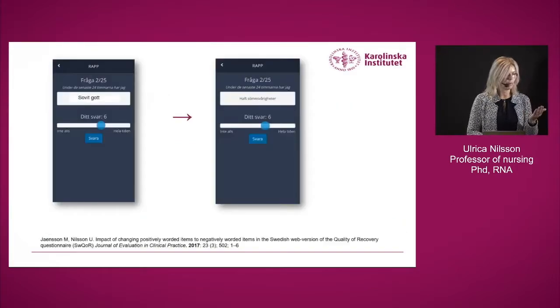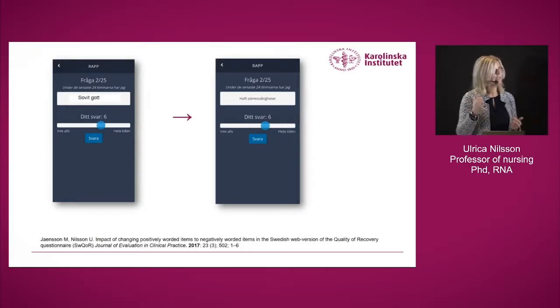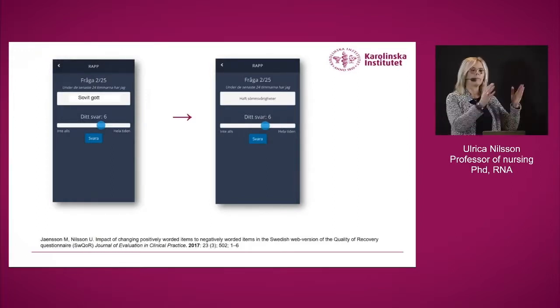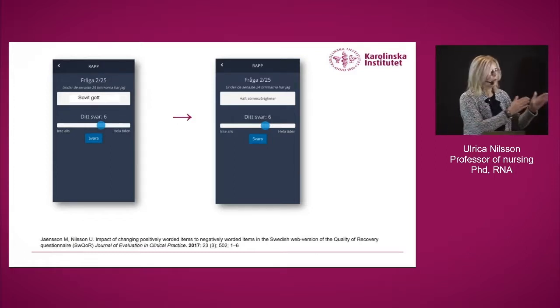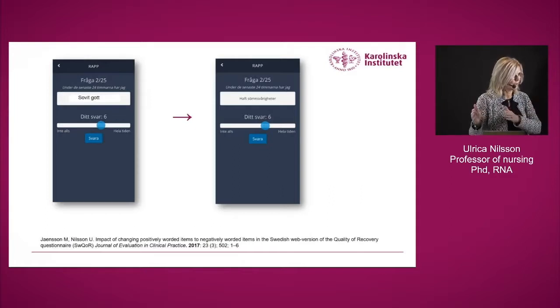This is an example. "Sleep well" we changed to "sleeping difficulties", because before, it could be, do you have any pain the whole time or not at all? And then it comes, have you slept well? And that was very frustrating to answer, is it positive or negative?